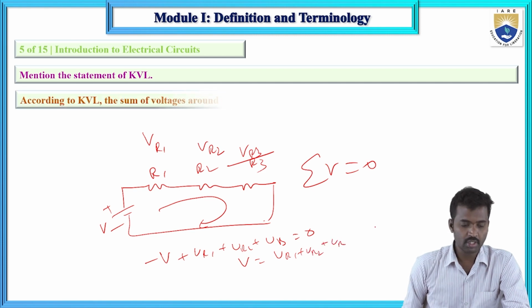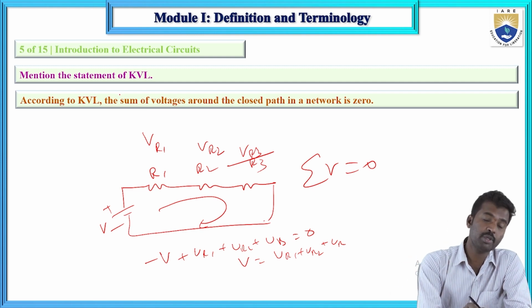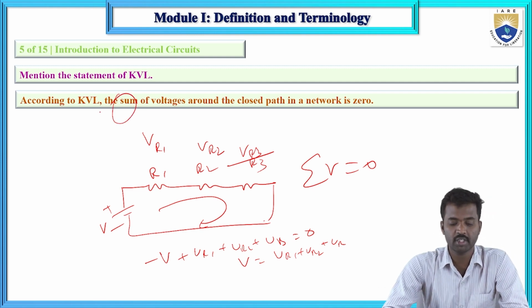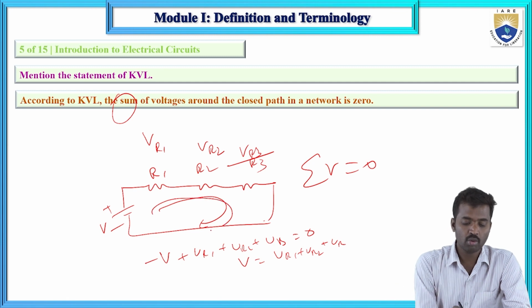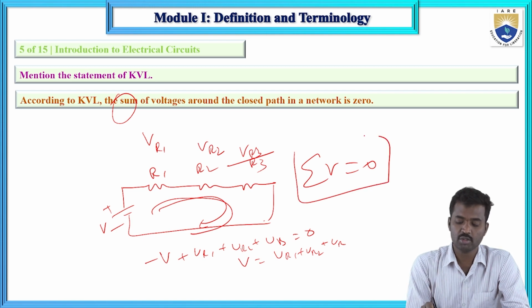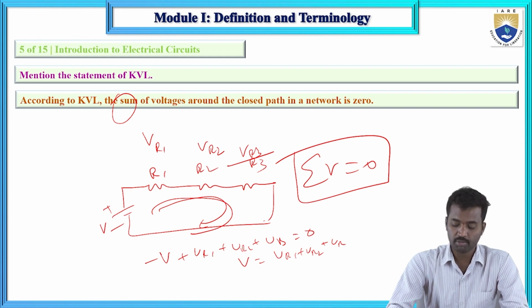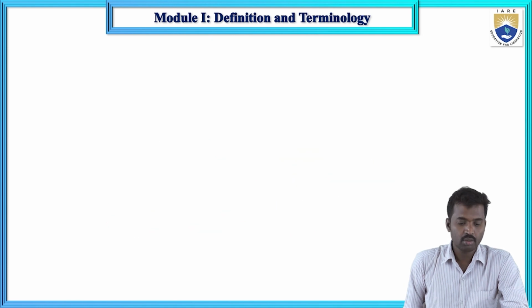So the definition according to KVL: the algebraic sum of voltages around a closed loop in a network, in a circuit, equals 0. This statement holds at any instant of time in the loop. So the algebraic sum of total voltages in a loop equals 0.